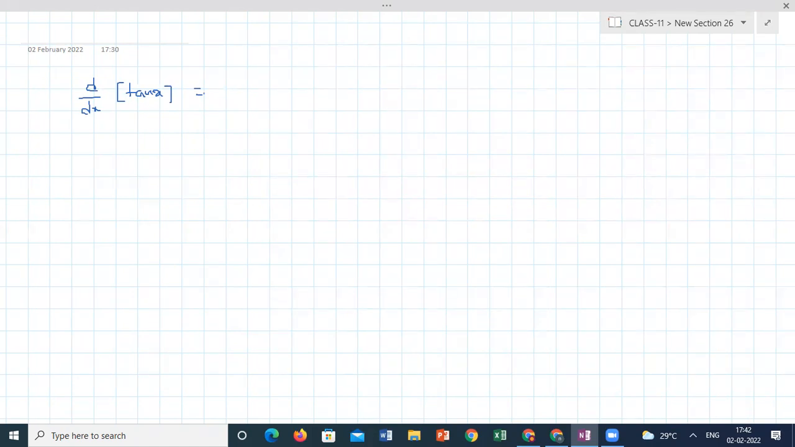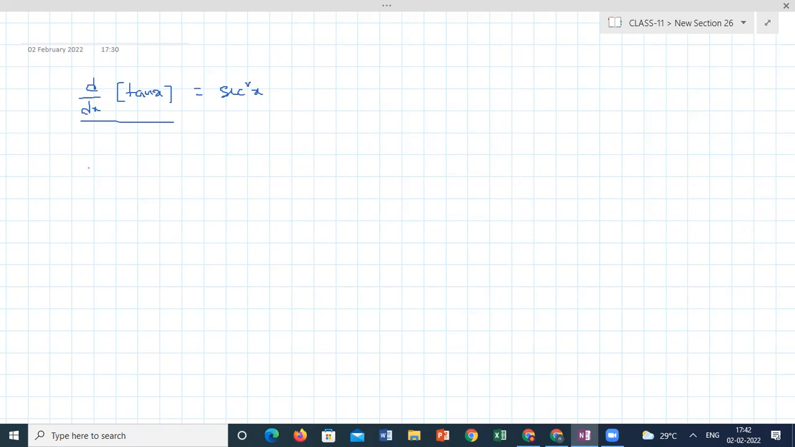What is the differentiation of tan x? Secant square x. It's very clear. We are saying it is secant square x. Now, this we can do using the first principle, which I have done. But how to do the same thing with respect to product rule or quotient rule?